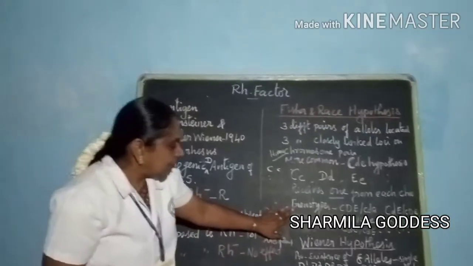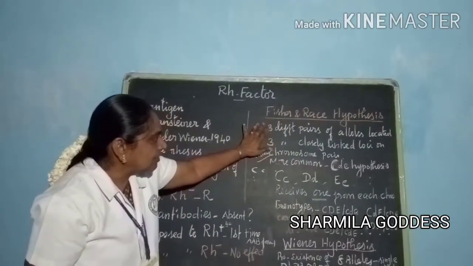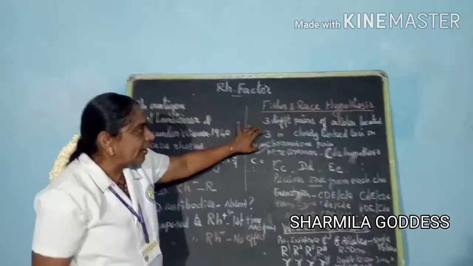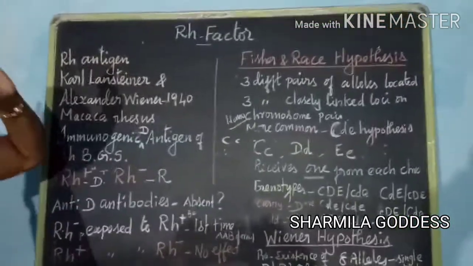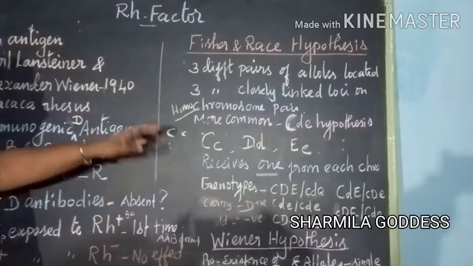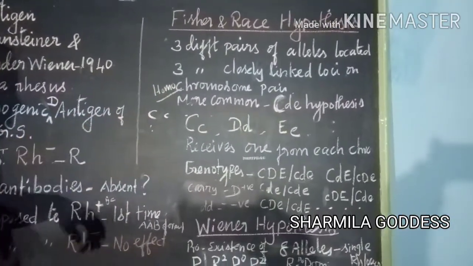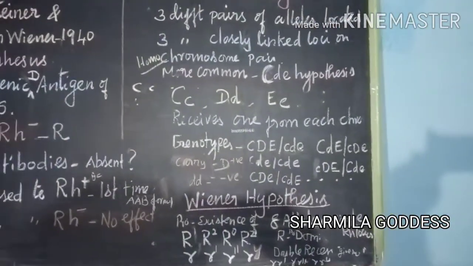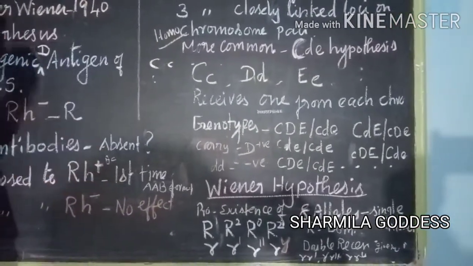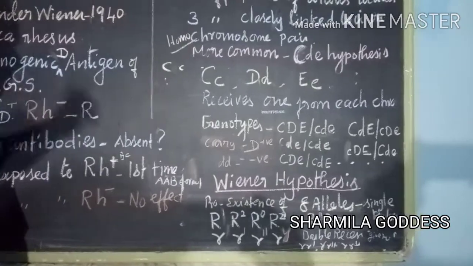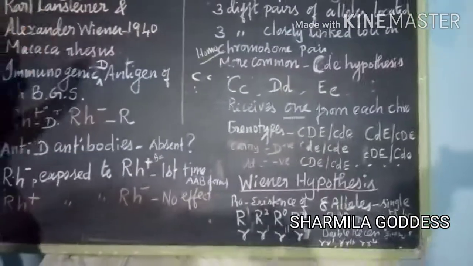This is otherwise called the Fisher and Race hypothesis, or the CDE hypothesis. It is more commonly used. The individual receives one from each chromosome, and different types of genotypes are available. Capital D carries the positive trait, and small d carries the negative trait.